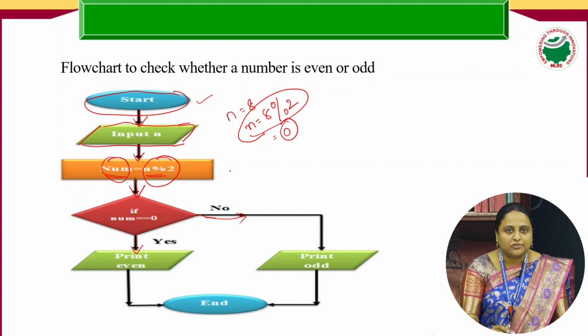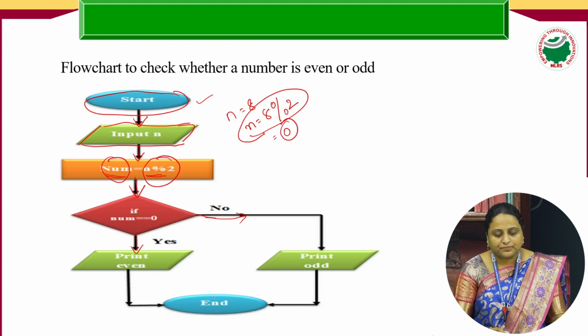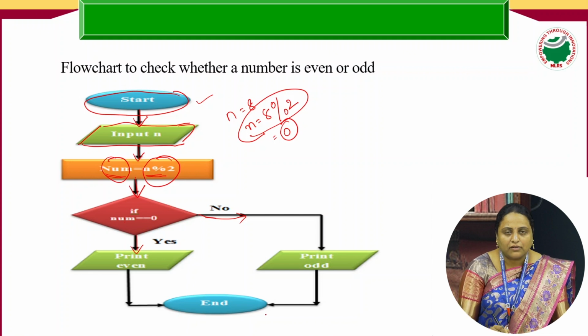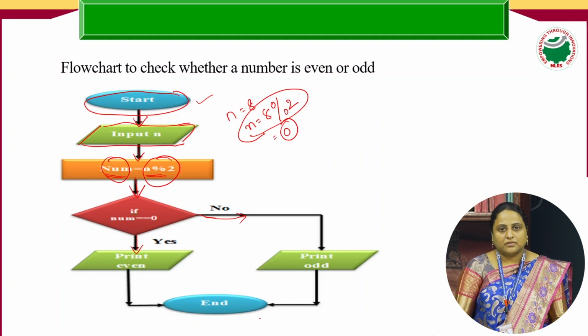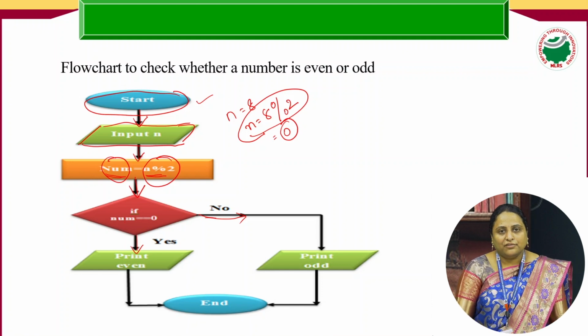You can use any direction, not a problem. So if it is true, we print that the number is even and our task is completed, so we are going to stop or end. Suppose this is false, then we go towards no and print that the number is odd. Then also we stop the process. So this is how we write a flowchart to check whether a number is even or odd.